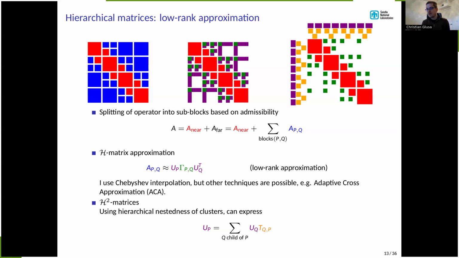Now we can go one step further and also use our tree structure one more time. Effectively, what we can do is write the tall skinny matrices recursively using the tree structure as a linear combination of the tall and skinny matrices of our truncated SVD only on the leaf nodes of our cluster tree. And so this is the picture on the right, which is then termed an H squared matrix. Next slide, please.